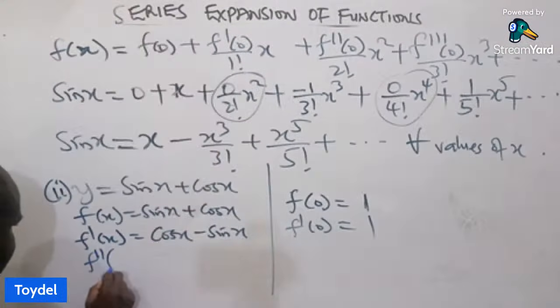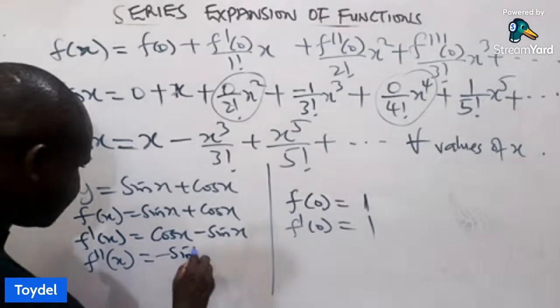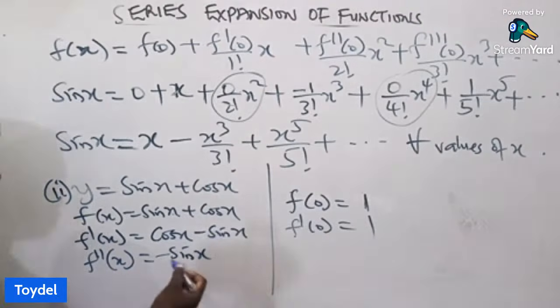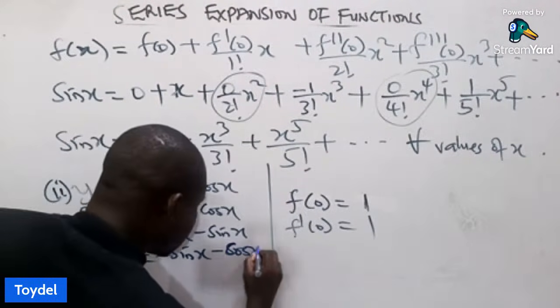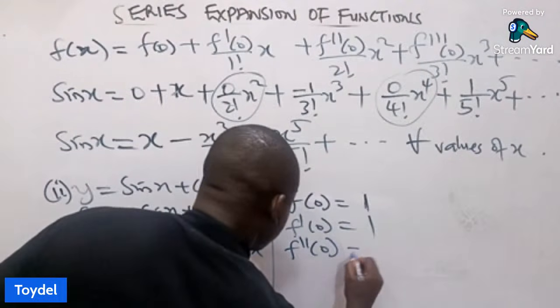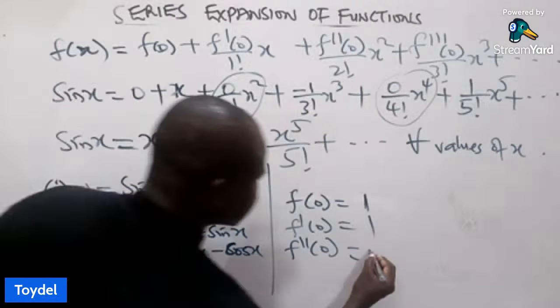Then f double prime of x will be, when we differentiate cos, minus sine x, and when we differentiate sine, cos, so that will be minus sine x minus cos x. So f double prime of 0, when sine is 0, here will be minus 1.